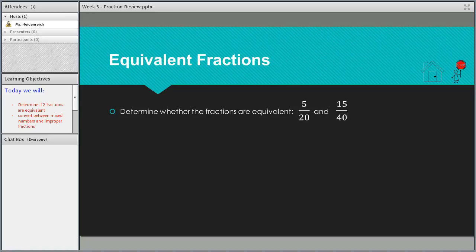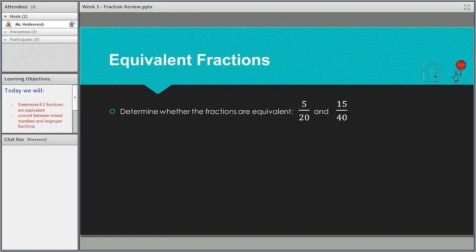For this first one, we're asked to determine whether the fractions are equivalent, which means we want to know if they represent the same number. And so we can either reduce the two fractions to lowest terms and see if we get the same fraction, or we can get a common denominator. And I'm going to show how to get a common denominator.